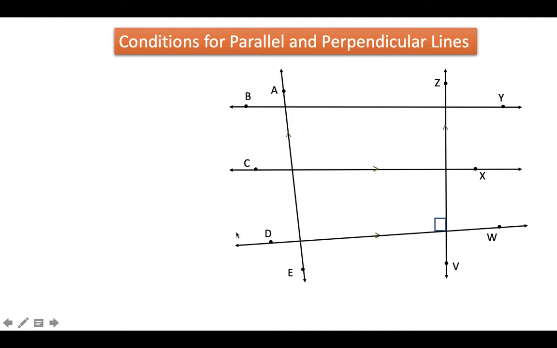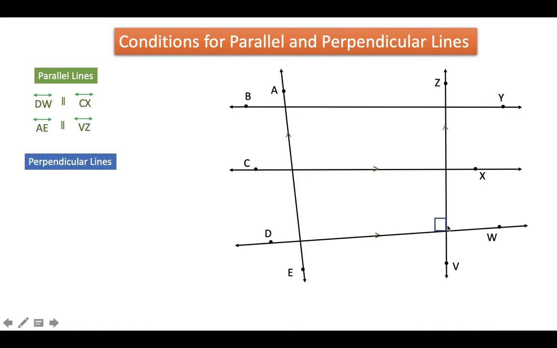Conditions for parallel and perpendicular lines. When you see an arrow facing in the same directions, the lines containing those arrows are said to be parallel with each other. So we can write line DW is parallel to line CX. This symbol right here means the two lines are parallel. And that is similar to the situation of AE and ZV because they contain these arrows facing in the same directions.